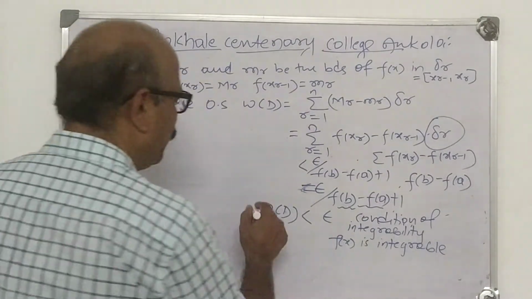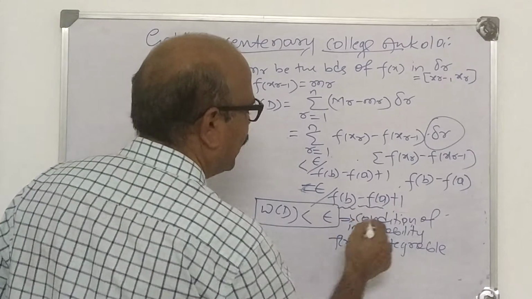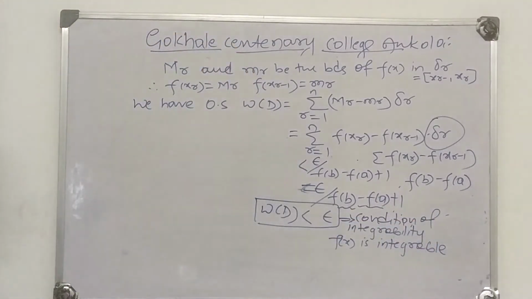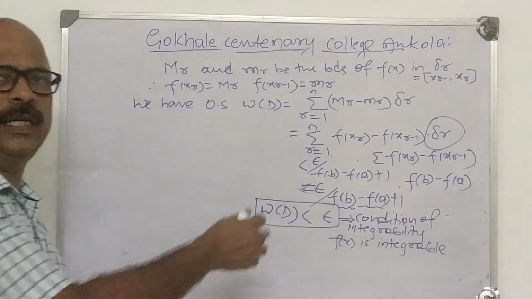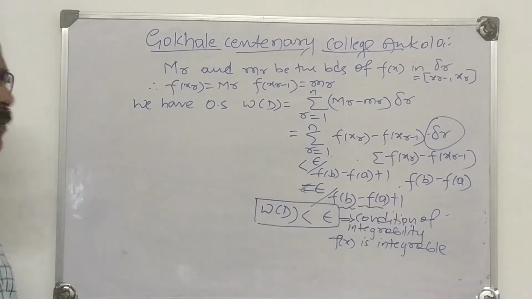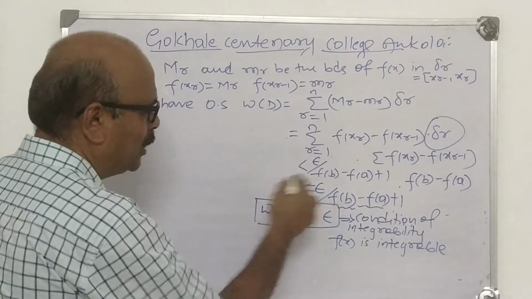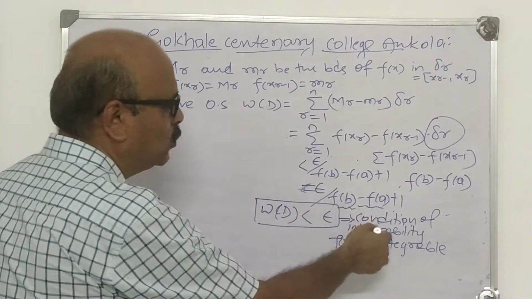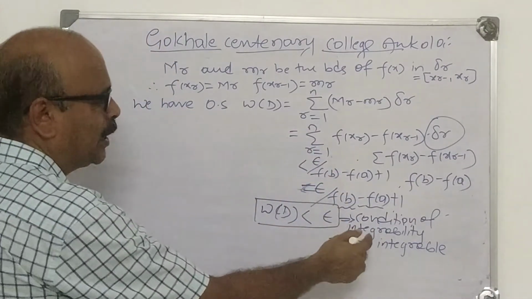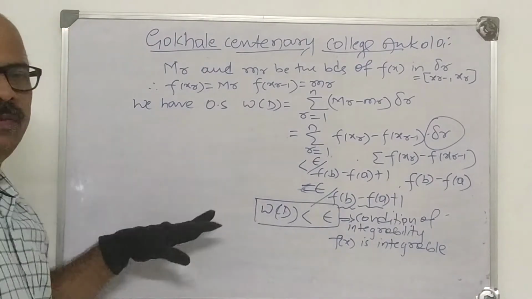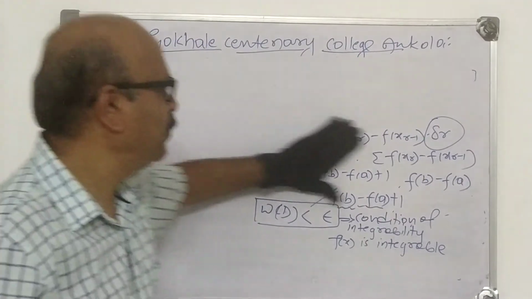See the last one: if the oscillatory sum is less than epsilon, we can write by the condition of integrability f(x) is integrable. This is the sufficient condition and this we have proved in that theorem on sufficient conditions. So in every theorem, if the oscillatory sum is less than epsilon, you need not prove that the function is integrable. You can directly write, by the condition of integrability, the function is integrable. I think all of you have followed the proof of the theorem.